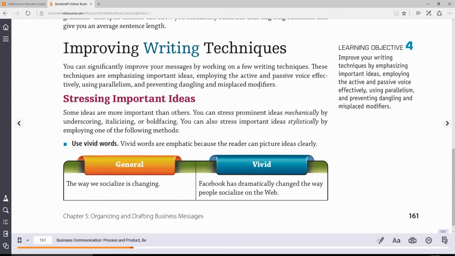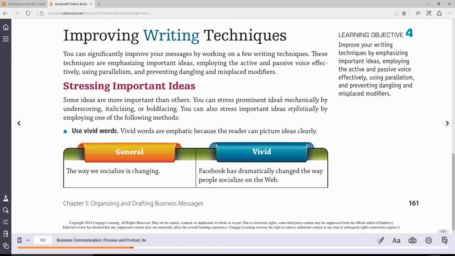So, stressing the important word, you need to use vivid words. You can stress prominent ideas mechanically by underscoring, italicizing, or boldfacing. Stylistically, employ one of the following methods. Vivid words are emphatic because the reader can picture them. The way we socialize is changing. Facebook has dramatically changed the way people socialize on the web. See the word dramatically? So you can easily understand what that means when they use it.